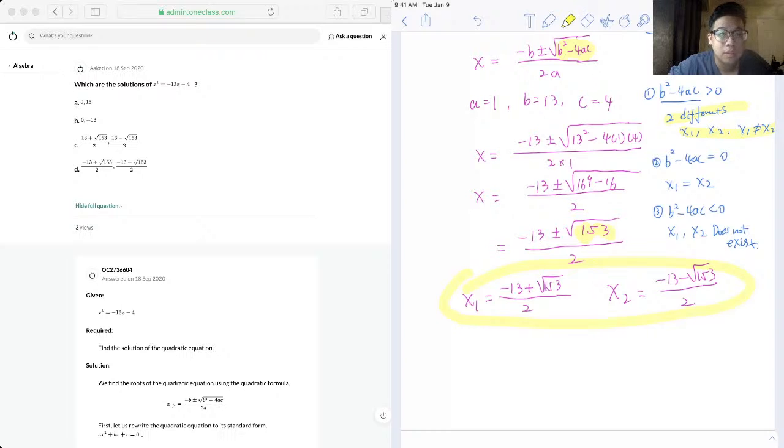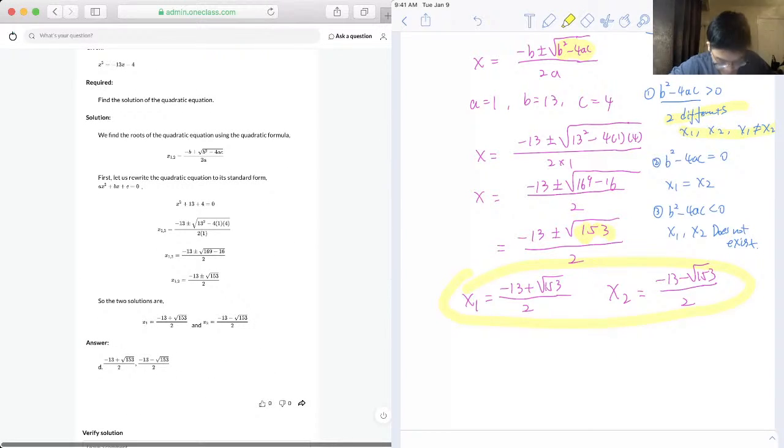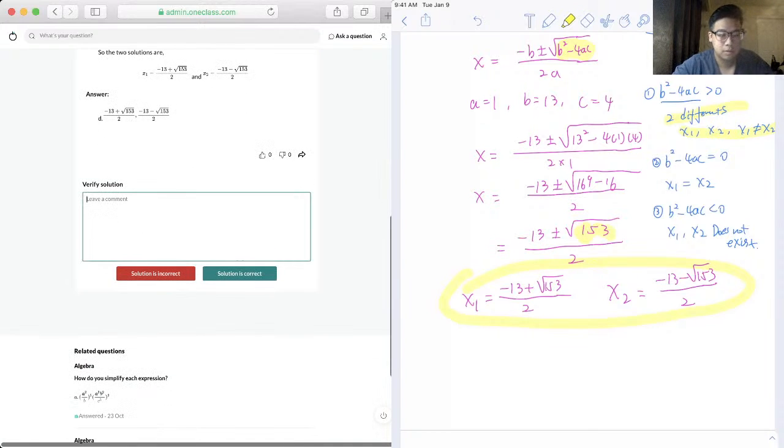Right. So let's see what the junior tutors got. Negative 13 plus root 153 over 2, right? Negative 13 minus, right. Answer is correct. Good work. Well done.